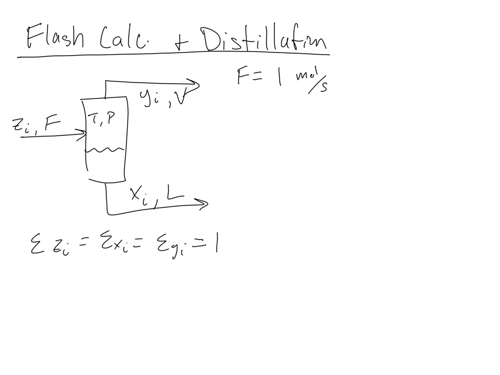mass consistency. Just based on the definition of what a mole fraction is, we cannot violate these expressions. That's just how it is. No manipulation possible. So this is consistency. And we have a number of mass and mole balances.